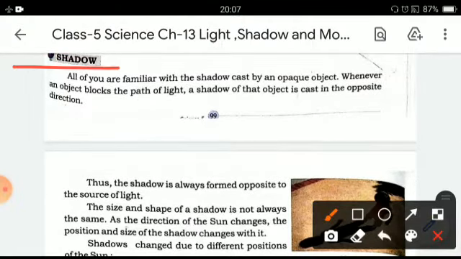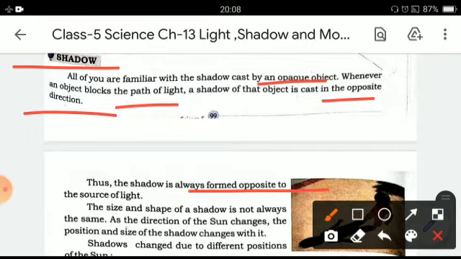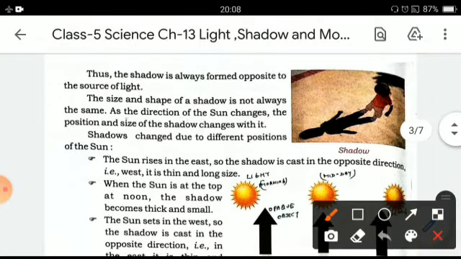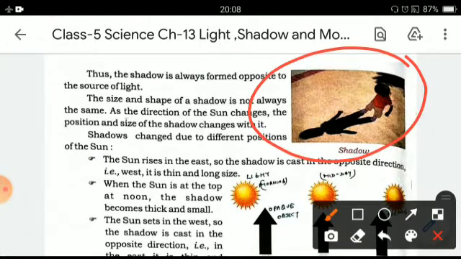Now what is shadow? All of us are familiar with the shadow cast by an opaque object, and whenever an object blocks the path of light, a shadow of that object is cast in the opposite direction. Thus, the shadow is always formed opposite to the source of light. Here you can see in the picture also, the shadow is forming in the opposite direction of the source of light.